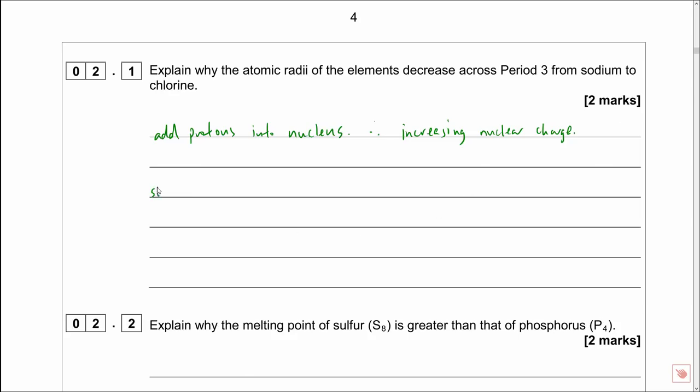You could also talk about shielding constant throughout, although actually there isn't a mark for that, but I think it's a good point to make that the shielding doesn't change. So protons in the nucleus, that increases the nuclear charge, therefore greater attraction between outer electrons and the nucleus, which therefore is ultimately going to constrict the atom. It's going to become smaller based on that.